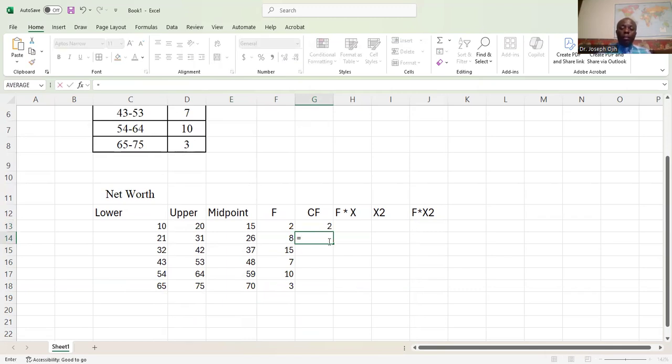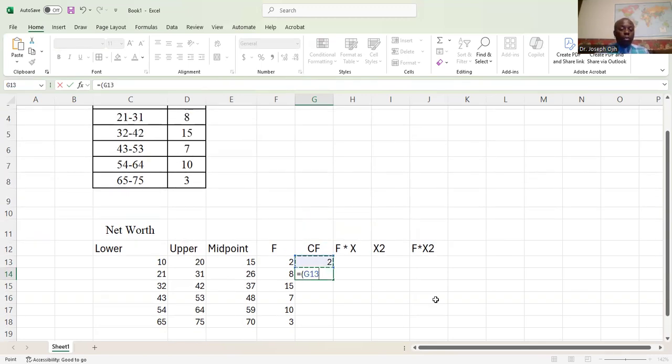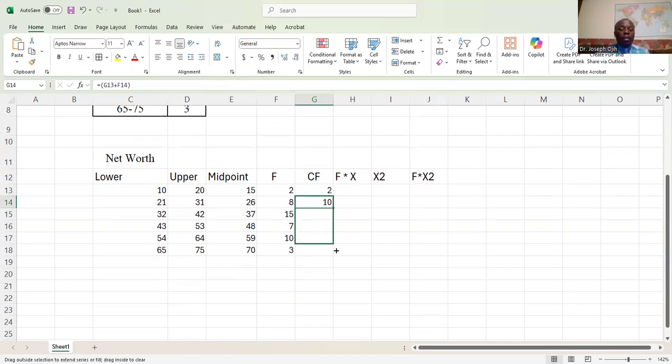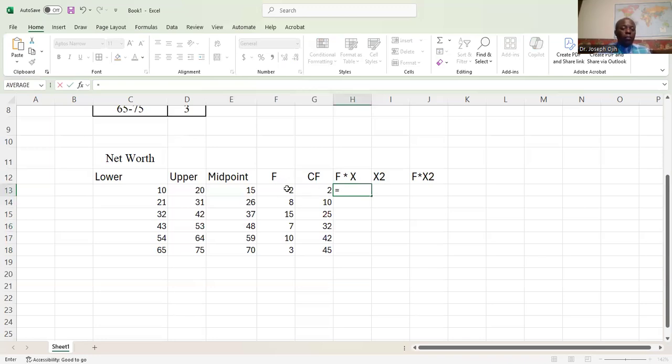So you can put an equal sign. Remember to put an equal sign in the cell before you can make any calculation in Excel. So you put parentheses, 2 plus the next frequency. Then close the parenthesis, press the enter key. And then you're going to copy it down to calculate the rest of them. Click and drag down. 45.